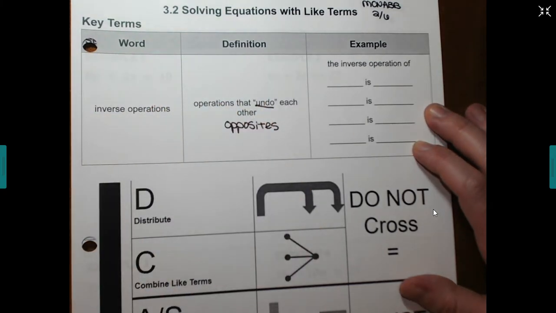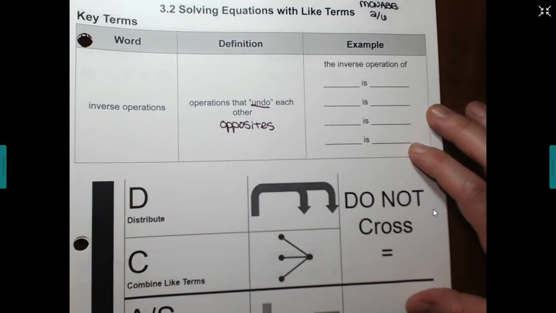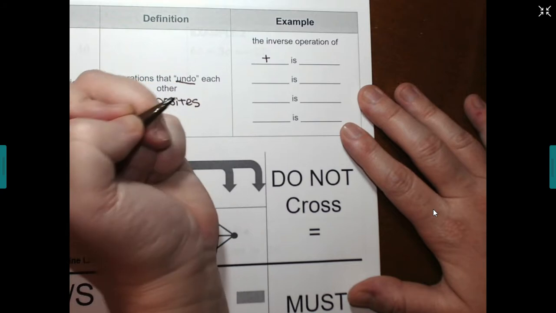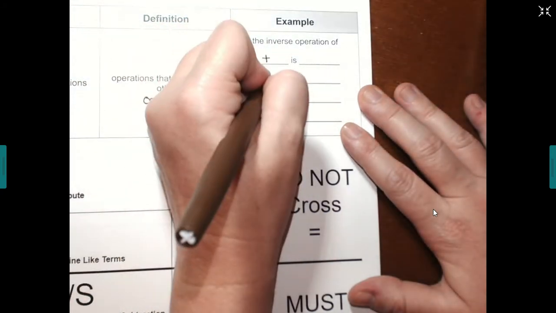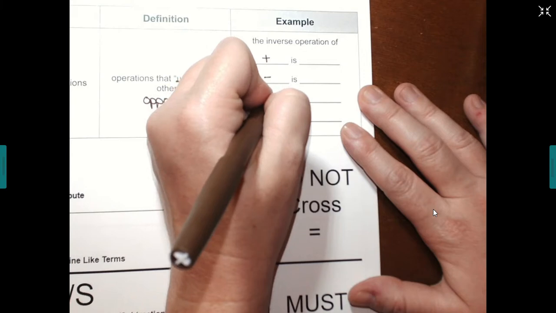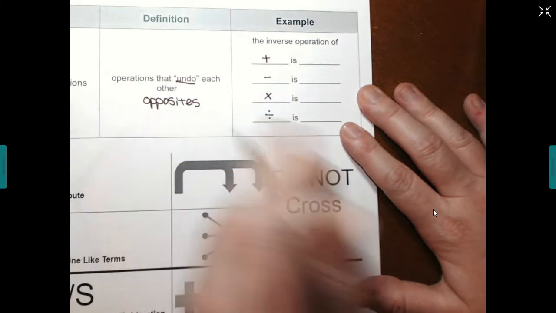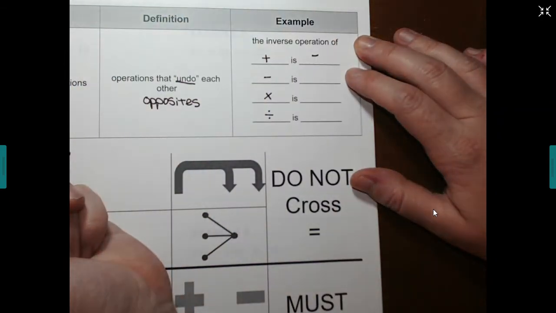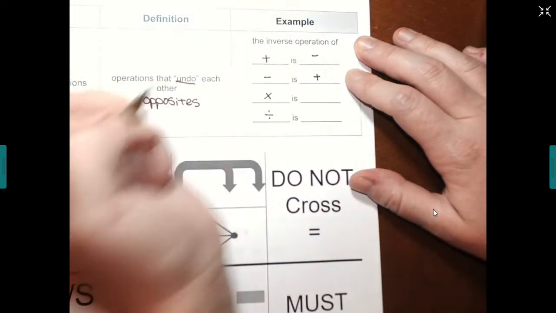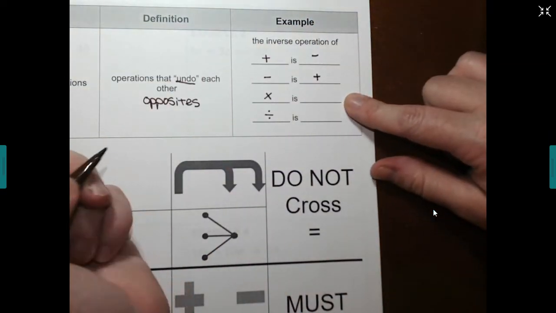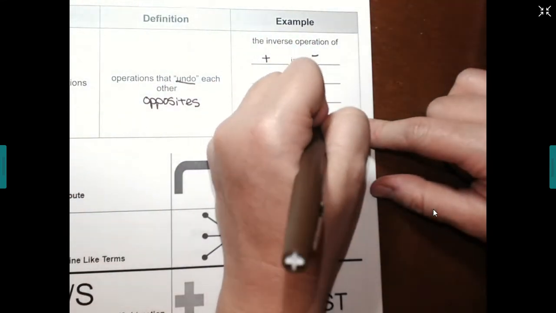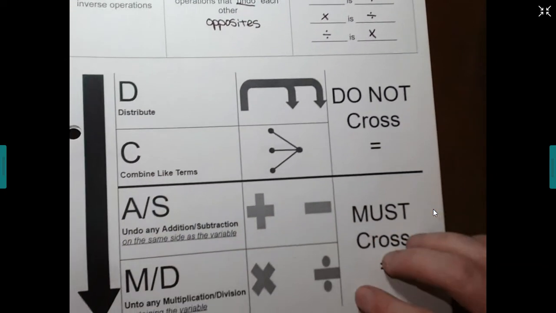Just like you can undo going up by going down, up and down are opposites. So the inverse operation of addition, in fact, I'm going to see if you can fill it out on your own. Addition, subtraction, multiplication, division. The inverse of addition is, yes, subtraction. The inverse of subtraction is addition. The inverse of multiplication is division. And the inverse of division, shockingly, is multiplication. I know you didn't see that one coming, huh?